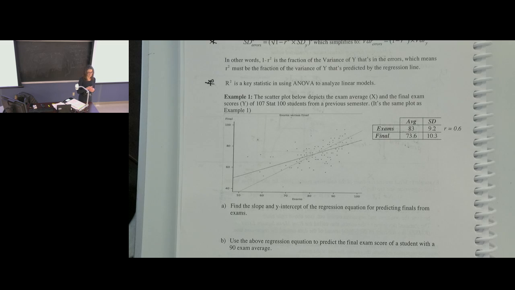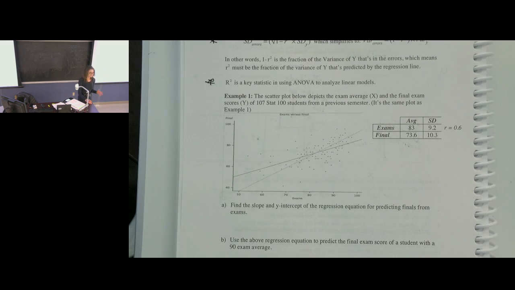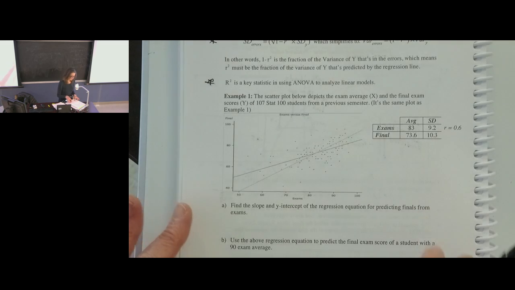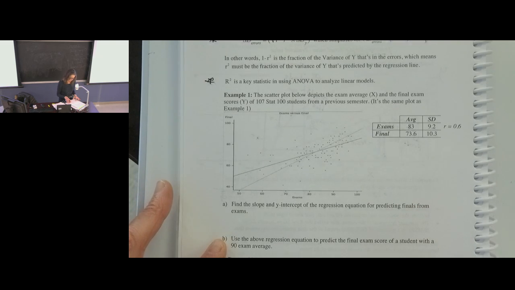Now, Stat 100 has probably something like 3,500 a year or more. So here's back when it had 107 total, and here were our exams and final scores, real data.